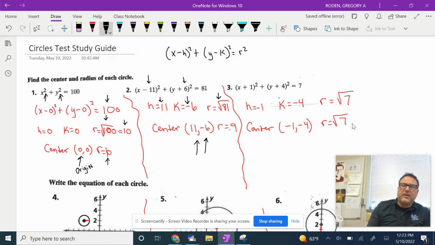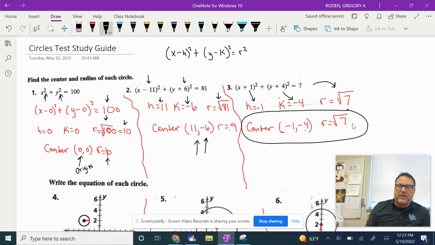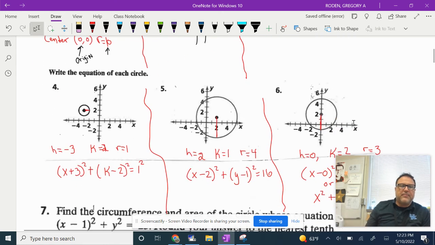Okay. Now, our next one, in this case, since we have a plus 1, h is negative 1. We have a plus 4, k is negative 4. And then we've got to take the square root of 7. So our center is going to be at the point negative 1, negative 4, and then we're going to take the square root of 7, and that's going to be our radius.